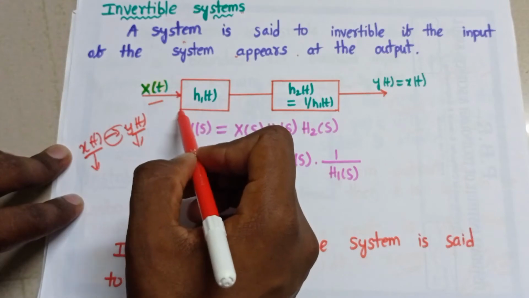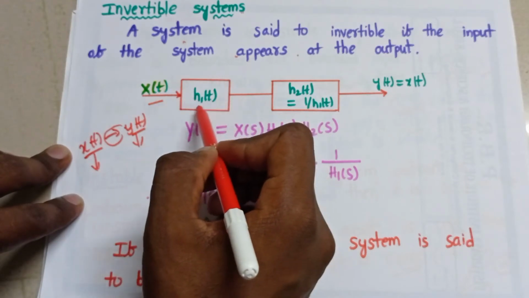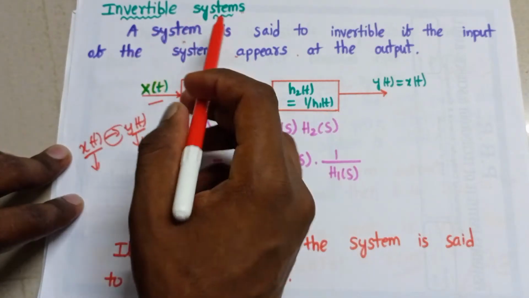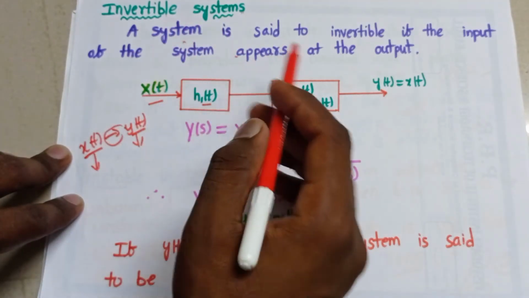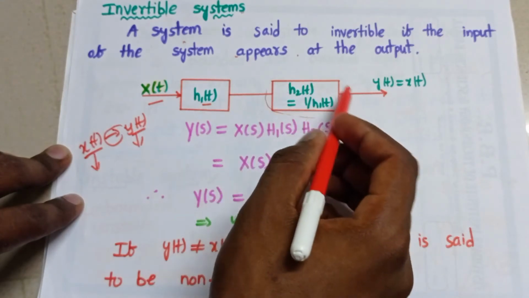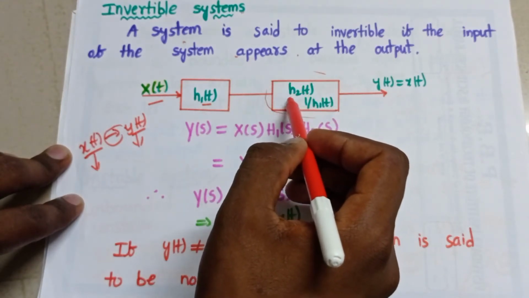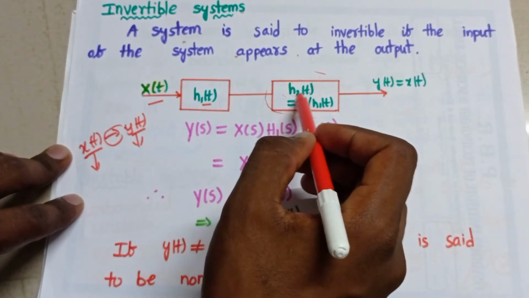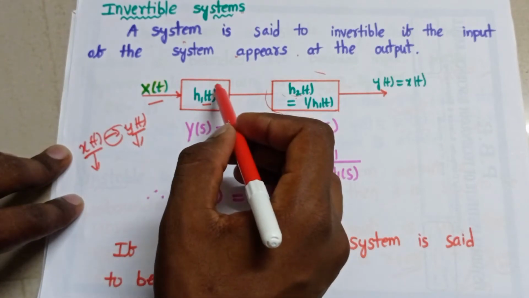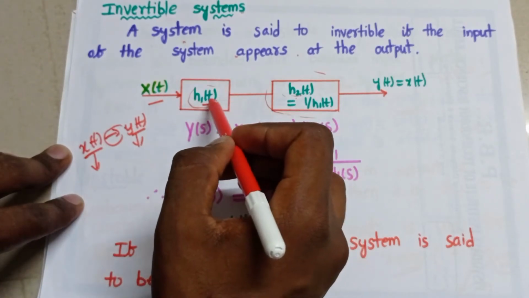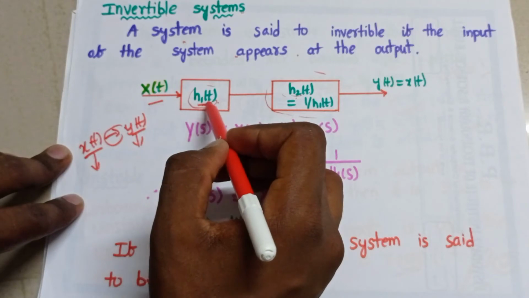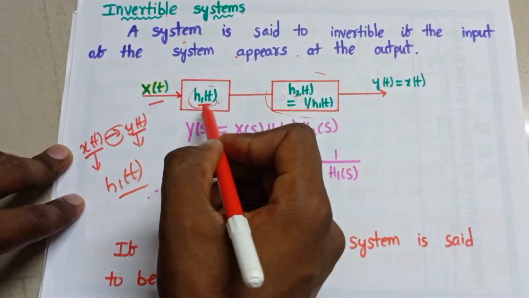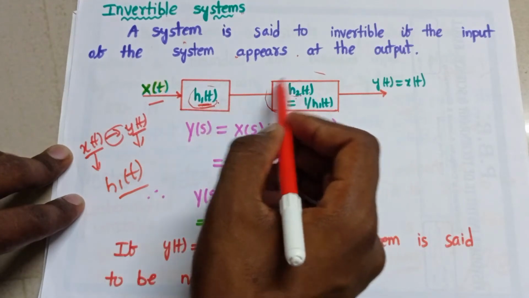Consider x of t as an input. First we pass this x of t through a system having transfer function h1 of t, and then we connect an inverse system. Here it is the inverse part. The transfer function of the inverse system is h2 of t, which is nothing but the inverse of the system transfer function. Our original system transfer function is h1 of t.